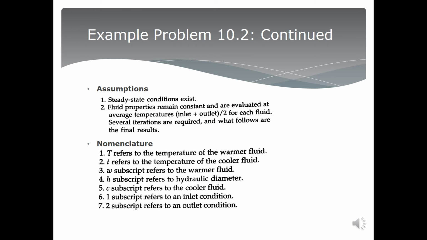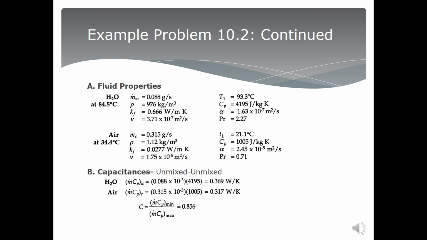Before beginning the problem, it's important to state some assumptions. For example, number 1, steady state conditions exist. Number 2, fluid properties remain constant and are evaluated at average temperatures for each fluid. In Part A, fluid properties were collected for water at 84.5 degrees Celsius and air at 34.4 degrees Celsius. Part B is where capacitance was calculated. As you can see, the minimum capacitance came from air and maximum capacitance came from water.